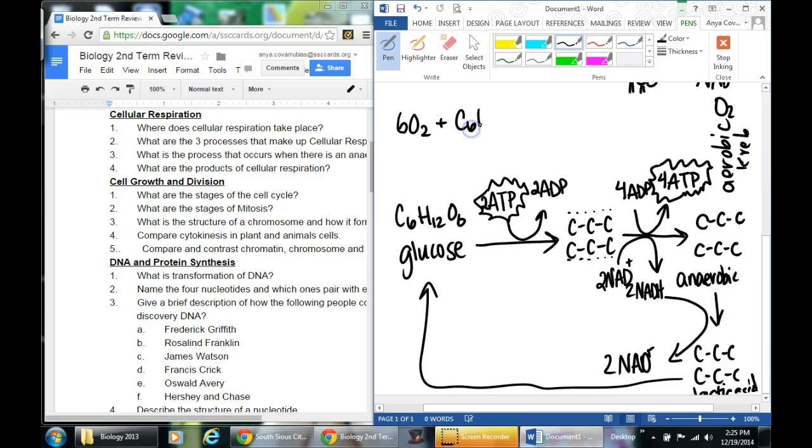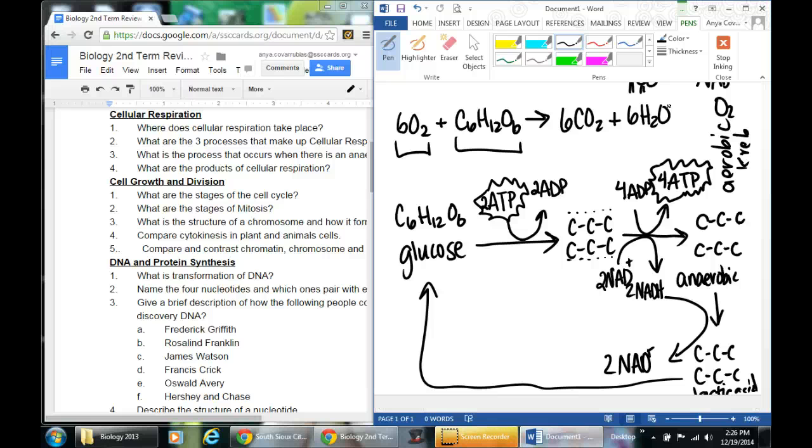6O2 plus C6H12O6. So this is the sugar that we eat. The oxygen that we breathe is going to produce 6O2, and that is in the Krebs cycle. That's why the Krebs cycle spins 6 times. And 6H2O. That is produced in the electron transport chain.